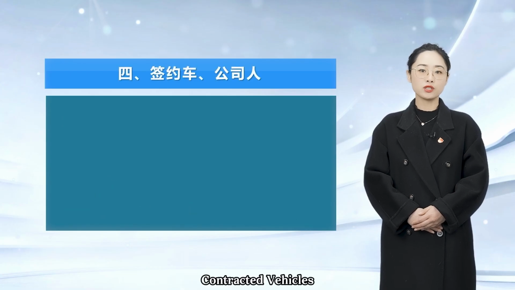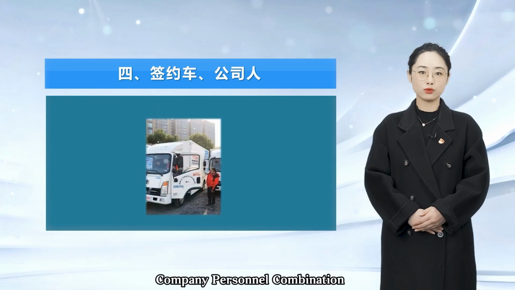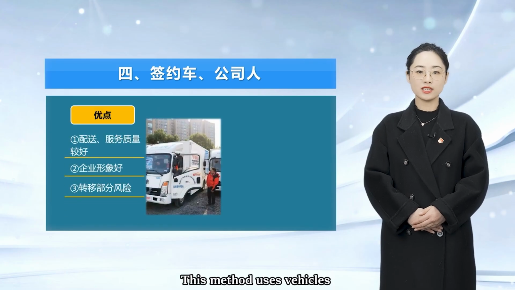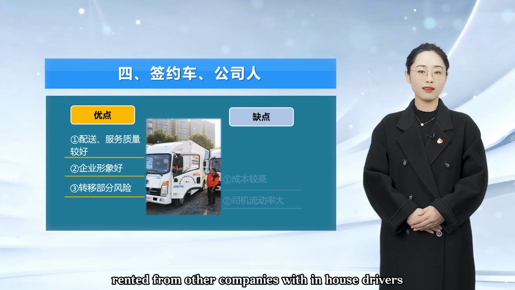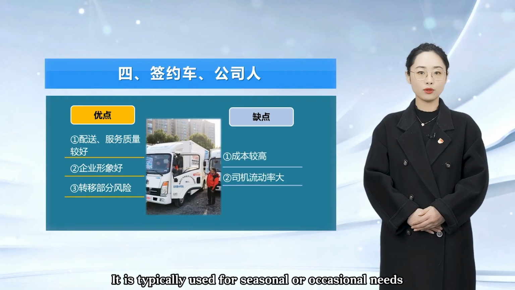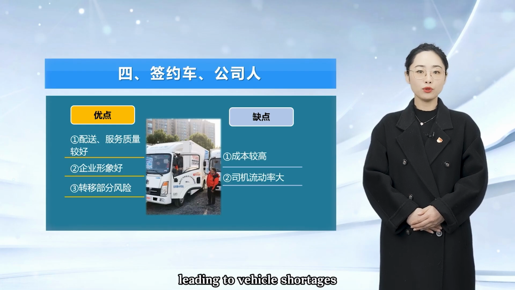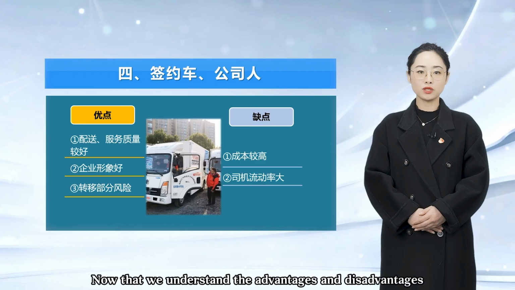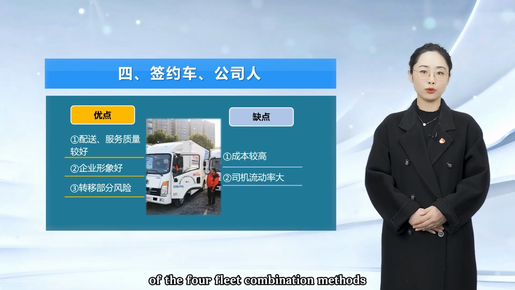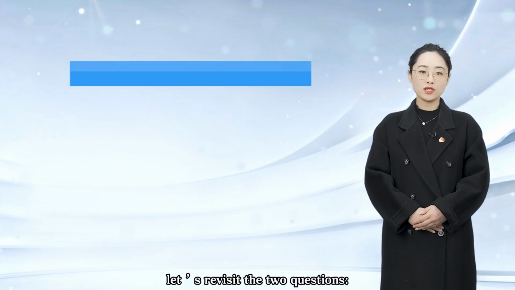4. Contracted vehicles, company personnel combination. This method uses vehicles rented from other companies with in-house drivers. It is typically used for seasonal or occasional needs, such as sudden increases in demand or unpredictable factors leading to vehicle shortages.